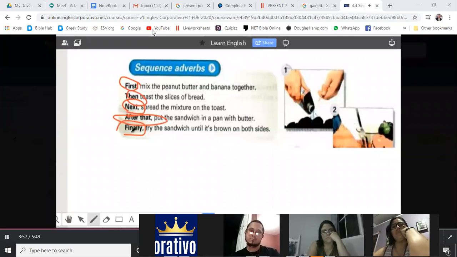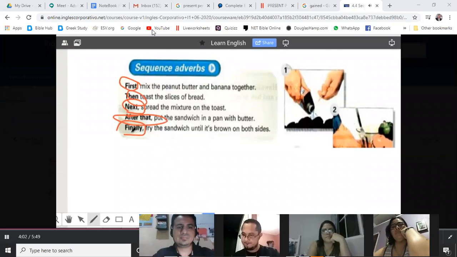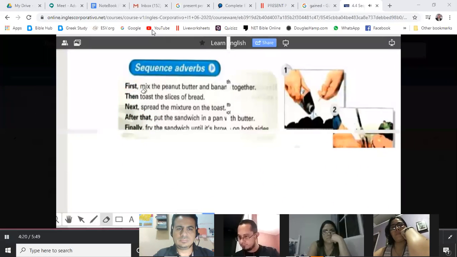And the reason that we want to use different words is because we don't want to sound too repetitive. So for example, we don't want to express this food recipe in the following way. First, mix the peanut butter and banana together, then toast the slices of bread, then spread the mixture on the toast, then put the sandwich in a pan with butter, then fry the sandwich until it's brown on both sides. We don't want to do that, so therefore we use different words to explain.